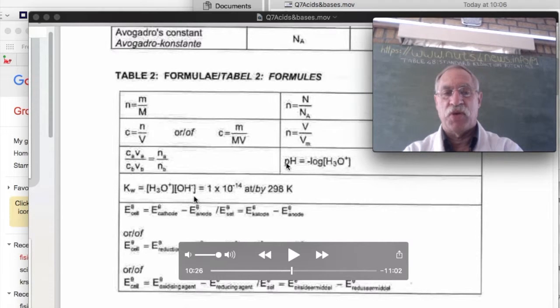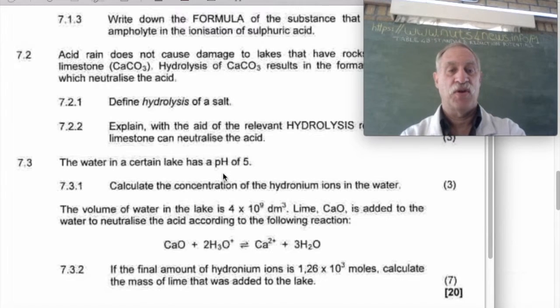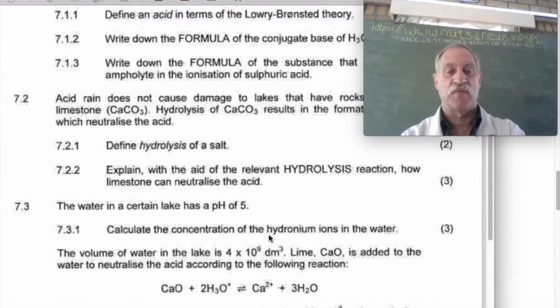on the data sheet, pH is the negative log of the hydronium ion concentration, H3O plus. So here it is. We see it here on our data sheet, and it's next to these formulae which we might use. We're going to use that formula in the next part of this question. So it's with these formulae on stoichiometry. Okay, so pH is the negative log of H3O plus ion concentration. So calculate the concentration of hydronium ions in the water.